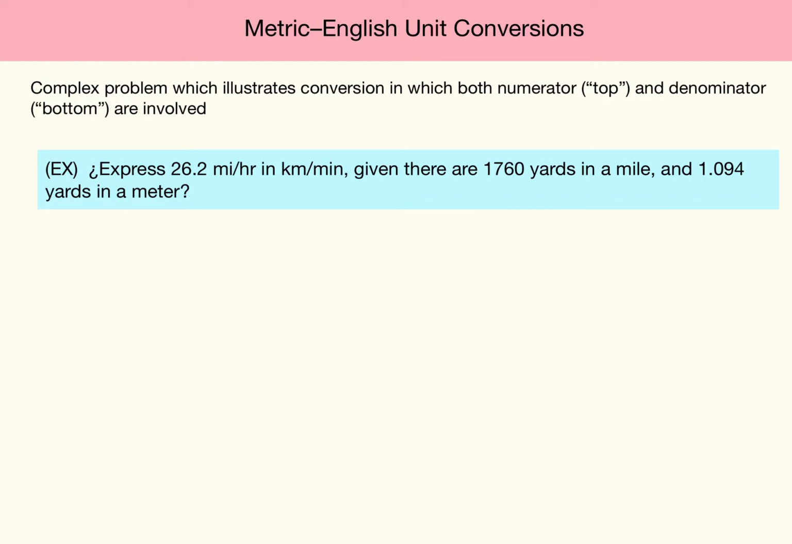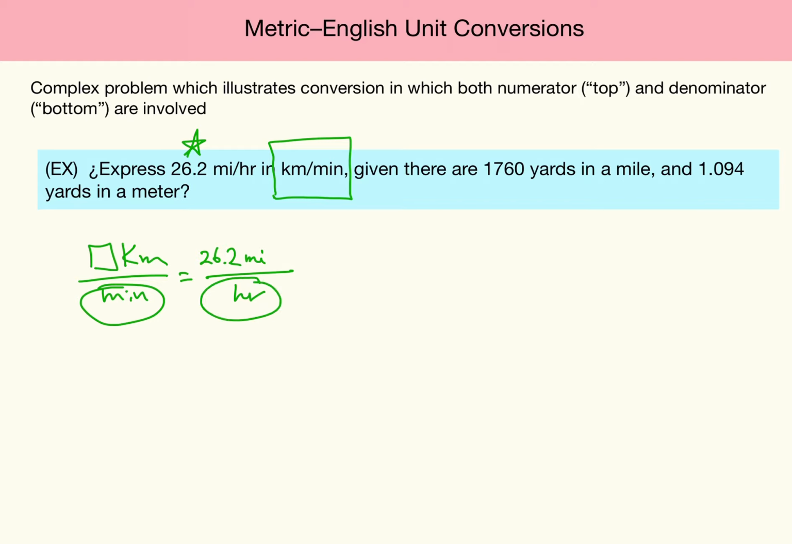Box equals star. Express 26.2 miles per hour in kilometers per minute. Box. Why? Because I'm looking for kilometers per minute, and it starts me out with 26.2 miles per hour. So let's do the box. How many kilometers per minute do I get starting with 26.2 miles per hour? It's very important to note here that my units now have not ones in the denominator, but a unit of time.